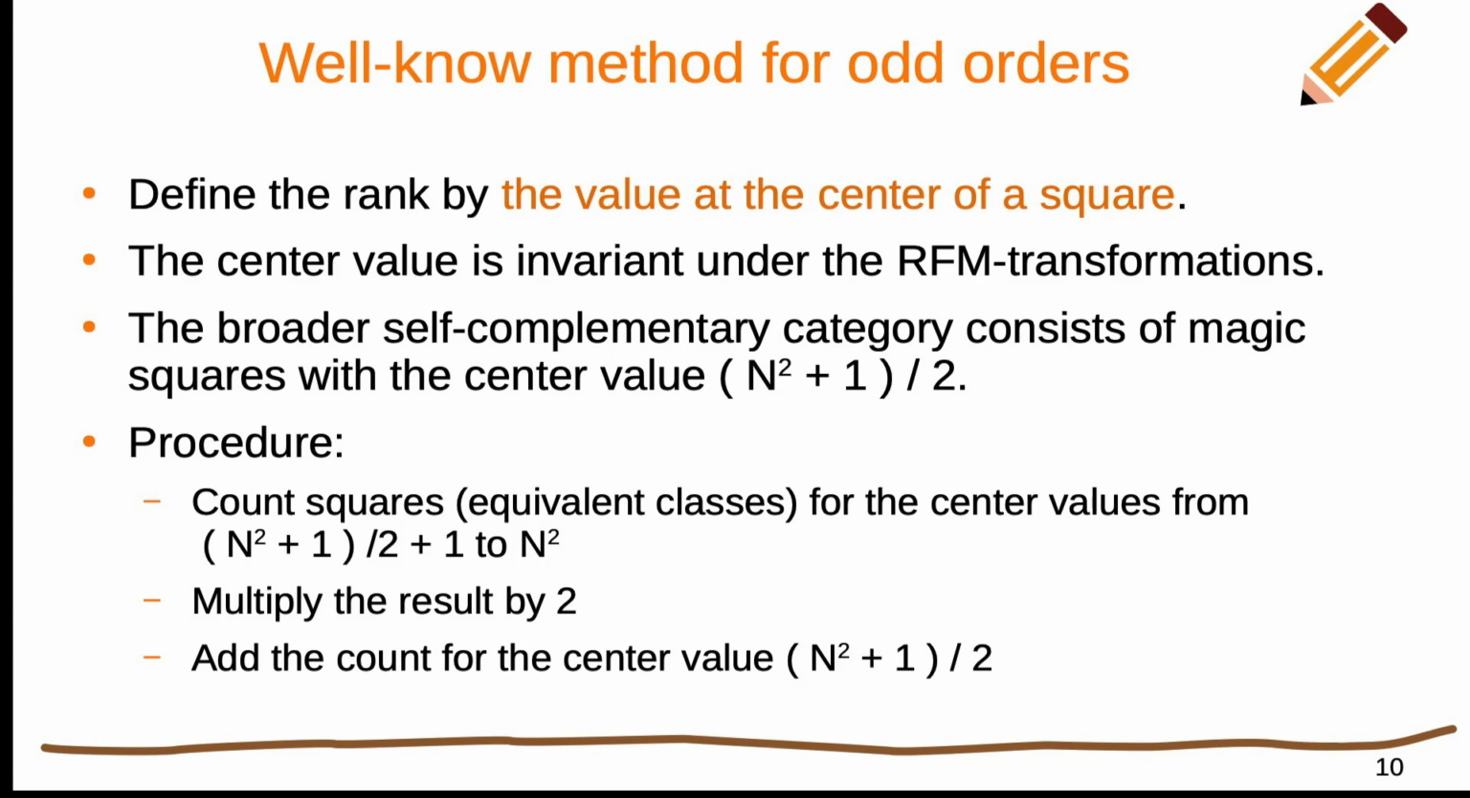Simply enumerate magic squares for center values from this to n squared, then multiply the result by 2, and add the result for the center value n squared plus 1 over 2. This method is easy to understand and can be implemented efficiently. However, it depends on the existence of the center position that is invariant under the RFM transformations, something not available for even orders.